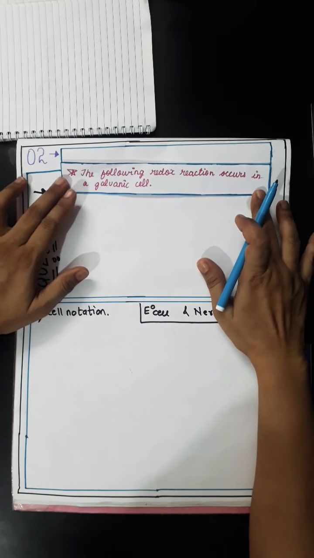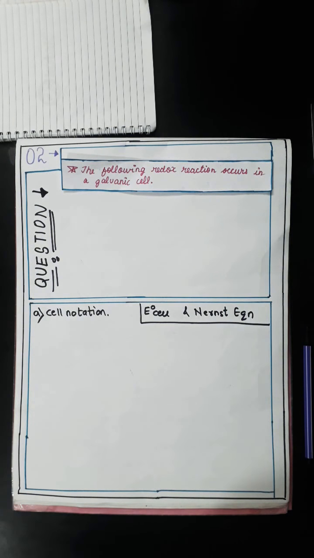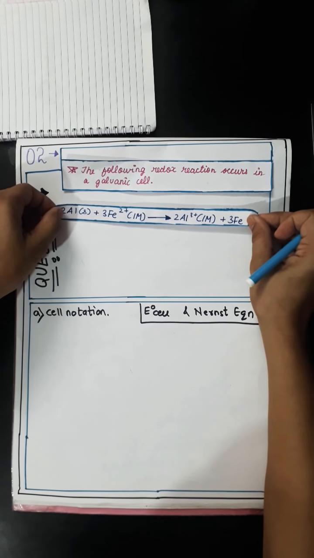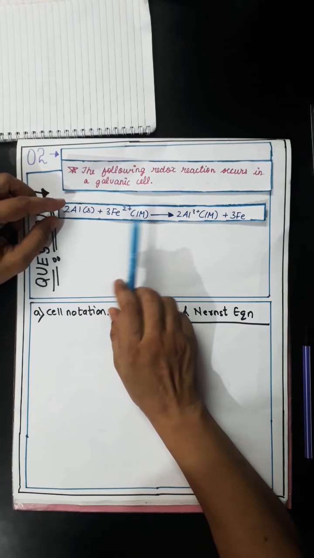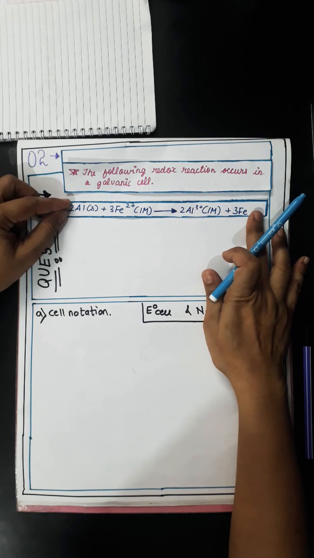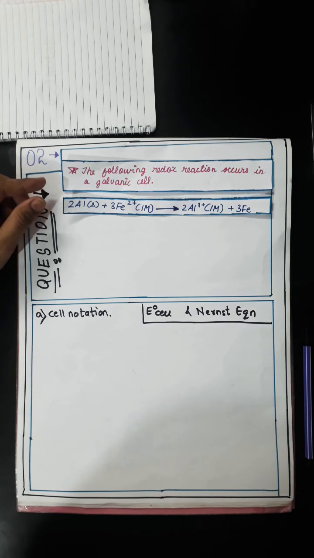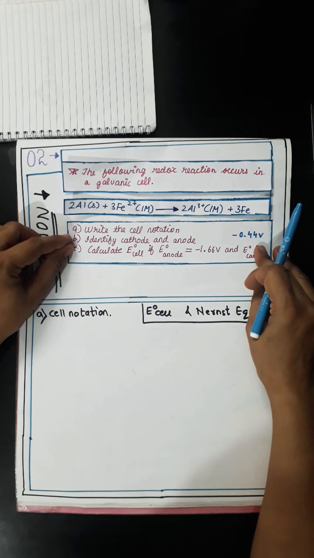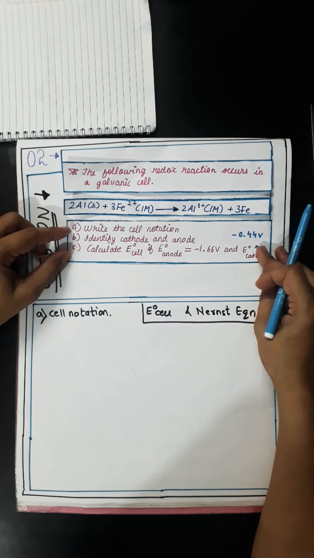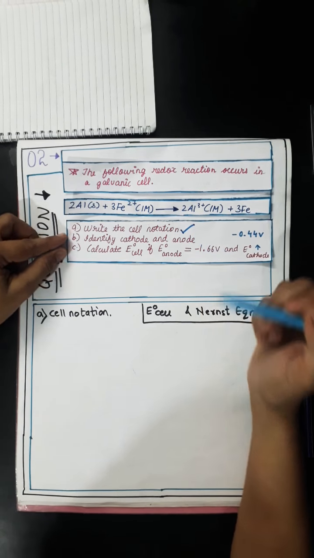So here we begin with the question of the day. The following redox reaction occurs in a galvanic cell. Here is that reaction, a redox reaction, in which one of the elements is undergoing oxidation and the other is undergoing reduction. Now, where is the question? Here we have the question with us. A. Write the cell notation. Now we are going to solve this part first.